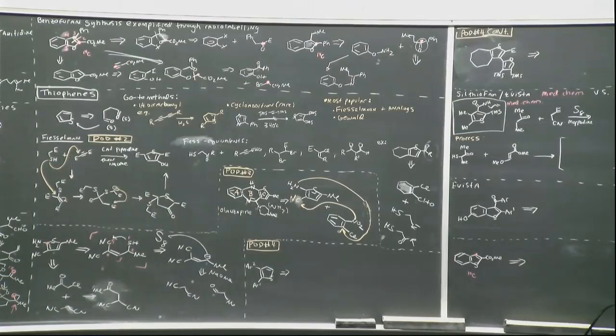Questions? All you have to remember with Gewald is you've got a sulfur source and you've got a nitrile. That nitrile is going to be the amino part of the aminofuran, of the aminothiophene.